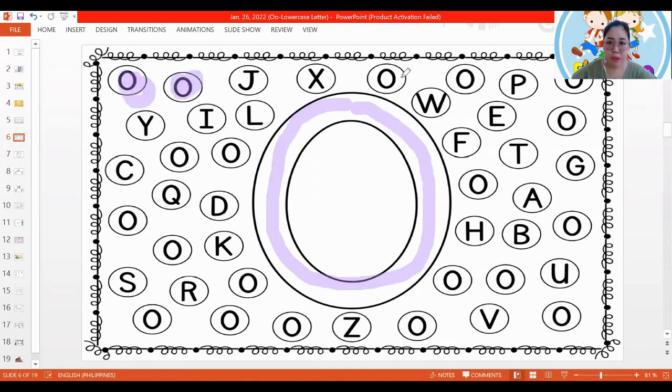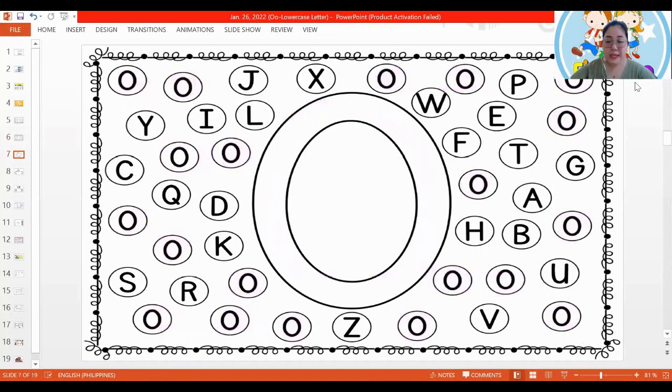1, 2, 3, 4, 5, 6, 7, 8, 9, 10, 11, 12, 13, 14, 15, 16, 17, 18, 19, 20. How many? 20. 2 and 0, 20. 20 capital letter O's that are hiding.